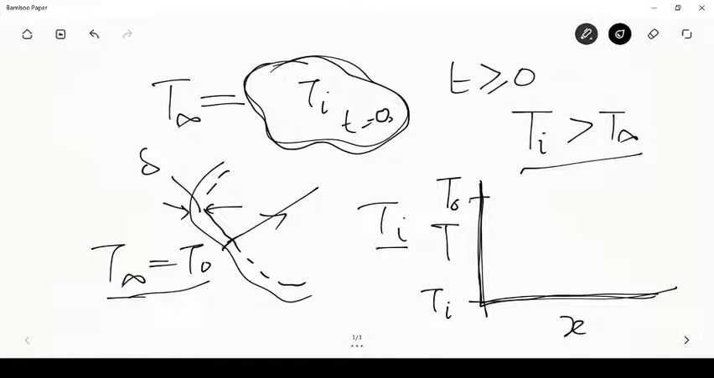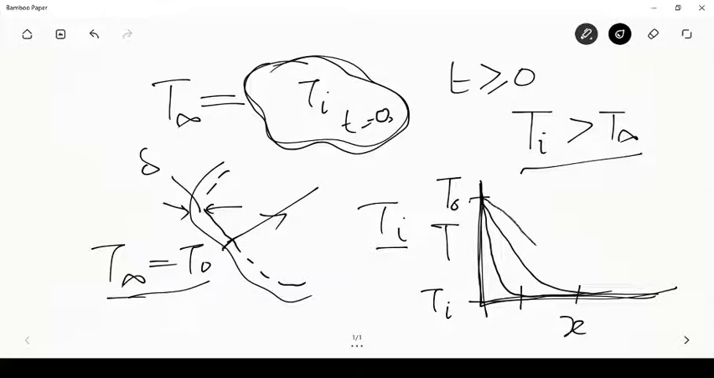At some time later, you will find the profile goes something like this. Up to here, the body has felt the presence of the boundary, and inside the temperature still remains Ti. When time increases, this would go a little deeper like that. So up to this depth, you have felt the presence of the outside, and so on.